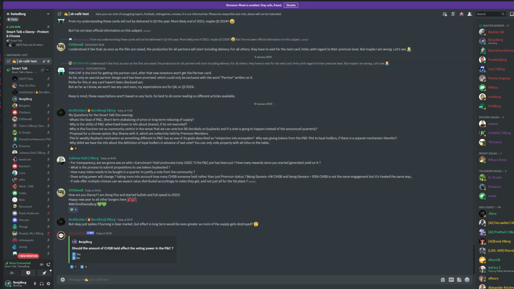Proposal for Protect and Choose option: buy shares with it, which are collectively held by premium members. Yeah, we so wanted to do that, but we're not allowed. It's such a shame. That would have been the single best Protect and Choose option there was, because it'd be a win-win for everybody involved. But because shares are a type of security, and it's super regulated, we are unfortunately not allowed to do it for legal reasons.